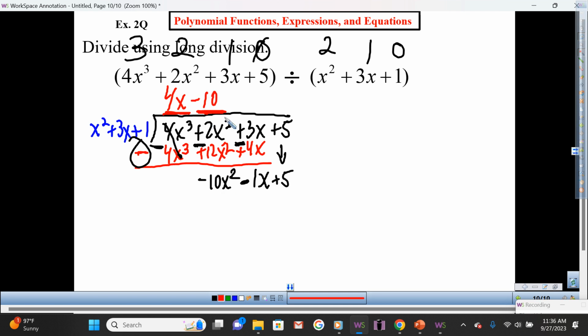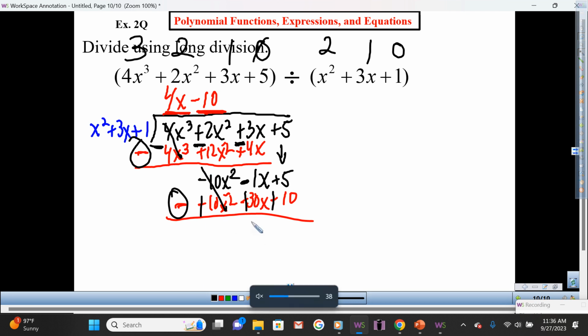Negative 10. That is correct. Negative 10 times x squared is negative 10x squared. Negative 10 times 3, that's negative 30x. And negative 10 times 1 is negative 10. Subtract, which means we're going to distribute this negative here, here, and here. So this cancels.